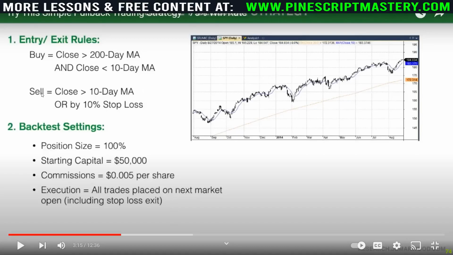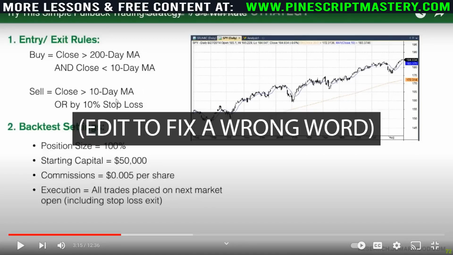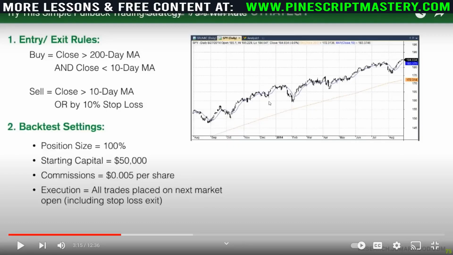But anyway, the sell conditions are, once we're in a trade, if price closes above the 10-day SMA, we exit our position. We're just trying to capture small chunks of the overall long-term trend. The secondary rule is that if price declines by 10% from our entry price, or in other words, we have a 10% loss on a closing basis, we exit on the next bar's open.